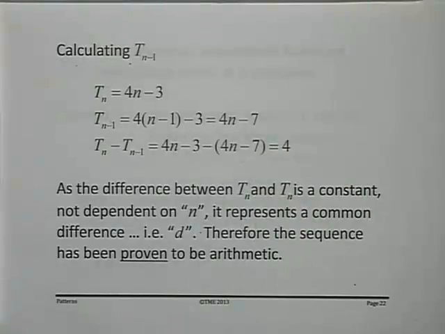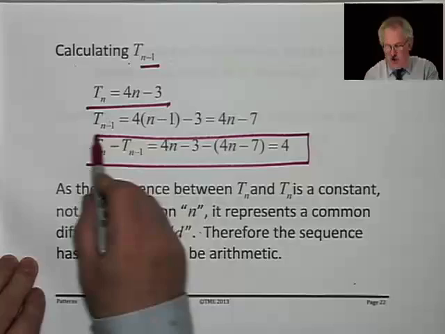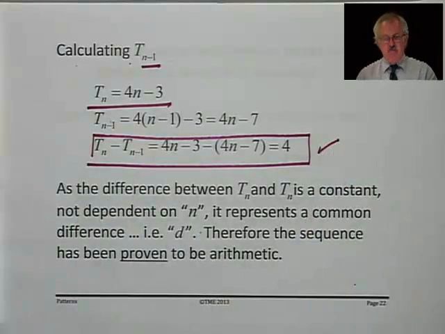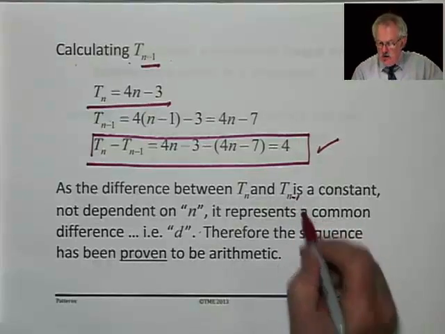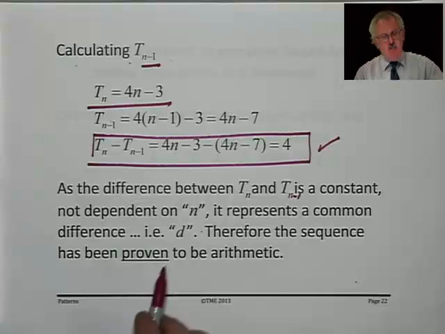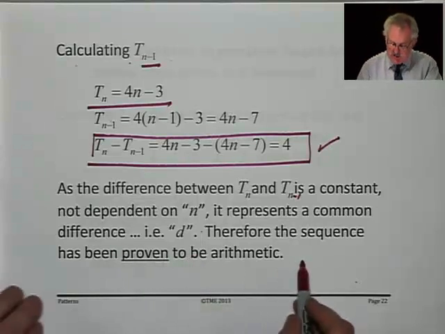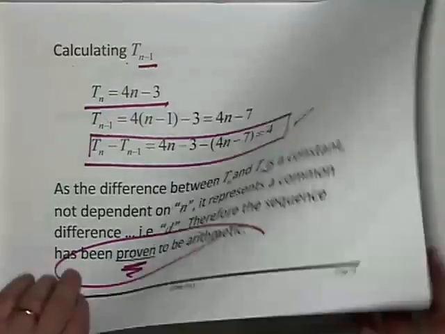So there we have calculating Tn minus Tn minus 1, which is 4. As the difference between Tn and Tn minus 1 is a constant, not dependent on n, it represents a common difference, D. Therefore, the sequence has been proven to be arithmetic.